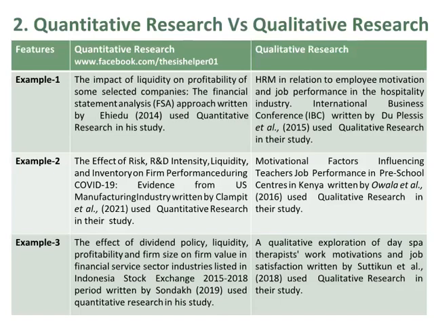Example 2: the effect of risk, R&D intensity, liquidity, and inventory on firm performance during COVID-19. Evidence from the U.S. manufacturing industry, written by Clampitt et al. 2021, used quantitative research in their study. While motivational factors influencing teachers' job performance in preschool centers in Kenya, written by Awala et al.